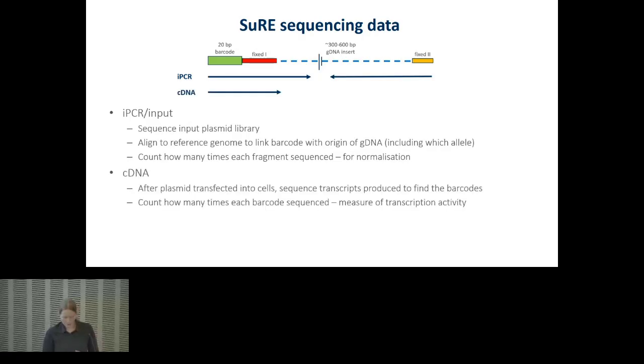The second type of sequencing is, once you have transfected your plasmid library into cells, to sequence the transcripts that are produced to find out what barcodes they carry. For this quantification, we just count how many times each barcode is sequenced, and this gives you a measure of the transcription activity of the fragment that it carries. So we then use the barcode to say that a genomic DNA fragment from this part of the genome has this much activity in the assay. And we can also use it to compare fragments that cover the same region if some contain allele A and some allele B, and to compare the activity of those sequences.